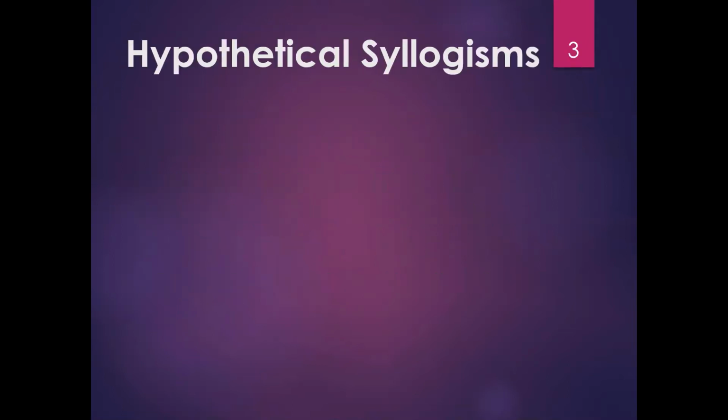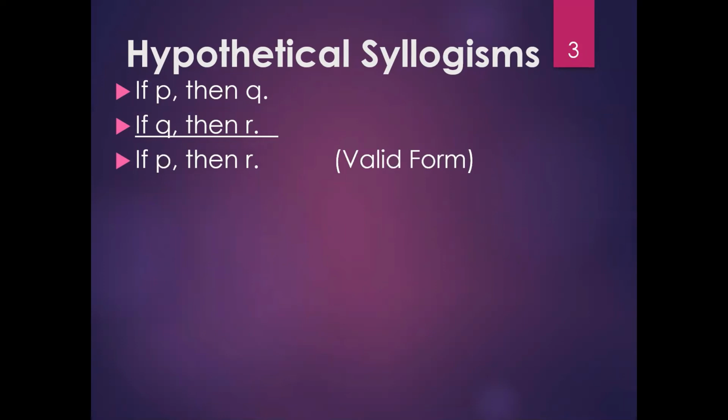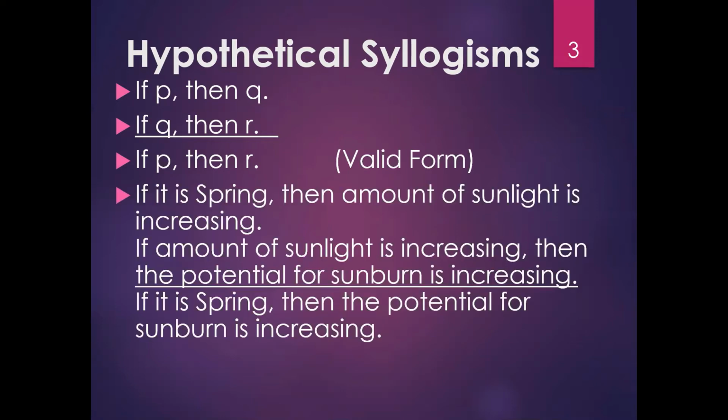Okay, let's get into some of these common argument forms that we haven't addressed previously. One is a hypothetical syllogism. This is constructed with conditional claims, like if P, then Q, and a second conditional claim, if Q, then R. And when both of those sentences are true, we can conclude that if P, then R. So this is a valid argument form.